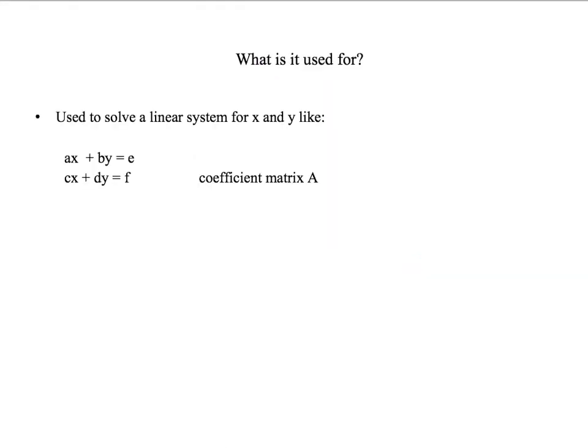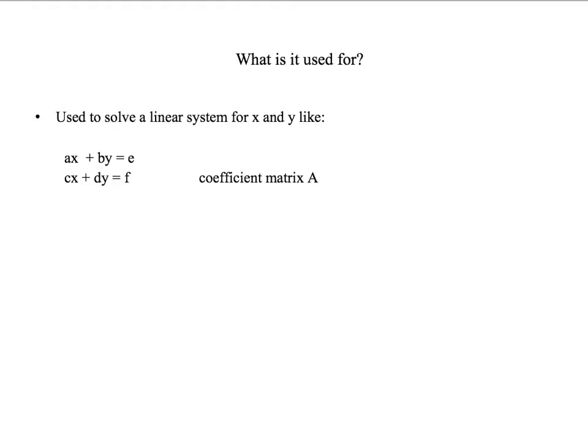So what is Cramer's rule used for? It's used to solve a linear system for x and y, like the systems that you did last year in math class when you were trying to solve two lines in standard form, ax plus by equals e, and cx plus dy equals f. And you had to find x and y, and you could find it doing graphing or substitution or linear combinations. And I'm going to show you another way to do it.